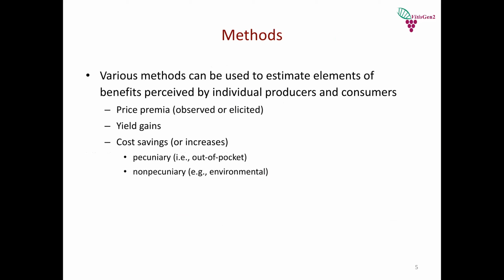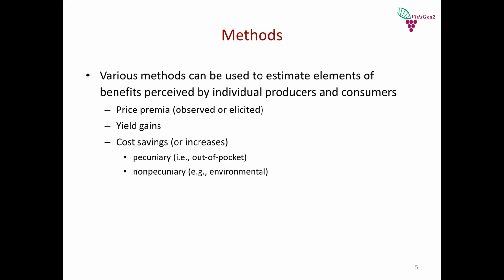And we've got various ways we try to measure the elements of benefits, whether they're perceived by consumers or by producers. Sometimes we can observe the price premium in the market. If we're looking at things that already exist, we can see them. Sometimes we have to elicit values from consumers or producers if they're not visible in market transactions. Sometimes we can observe the yield gains in the field. Sometimes we have to rely on experimental evidence, and sometimes we have to ask experts.